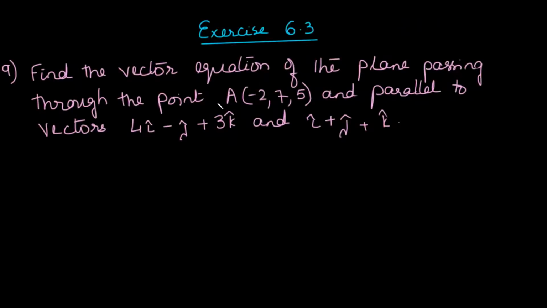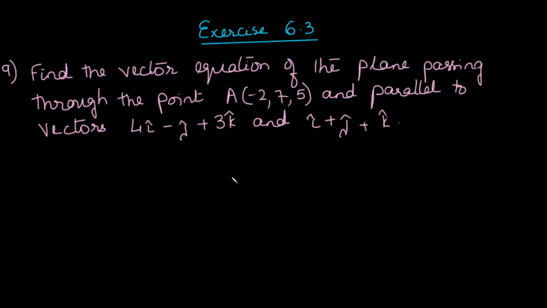So let us use these two theorems and do some sums of exercise 6.3. Some of the sums we had covered in the previous lecture when we did the previous two theorems, and now the remaining sums. Still more sums will be there, but these are the sums which deal with these two theorems at least. So question number 9 of exercise 6.3. Find the vector equation of the plane passing through the point A (minus 2, 7, 5) and parallel to the vectors 4i minus j plus 3k and i plus j plus k.